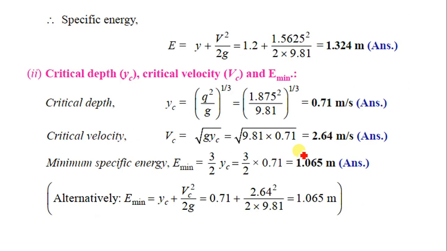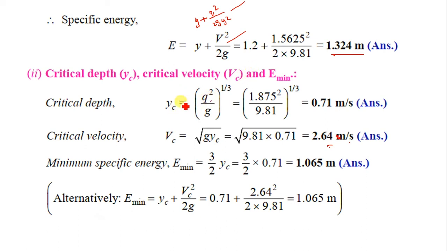So now let us find out the specific energy E. Specific energy E is equal to, of course, you can use any of these equations. I have used y plus q square by 2g y square. You can use this equation or this equation. Substitute the value and you are going to get 1.324 meter. Remember, I told you that specific energy is the energy per unit weight of the water, so the unit is going to be meter.